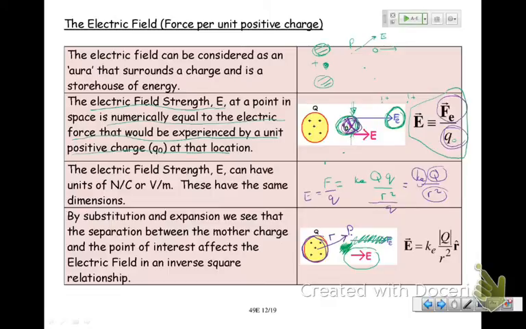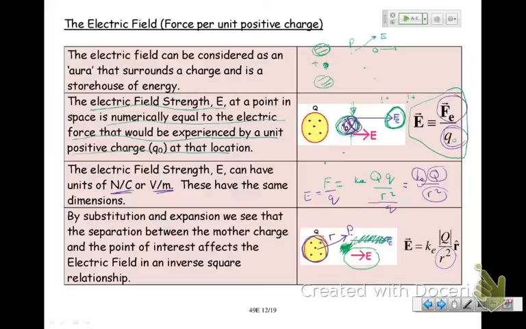So to continue this, electric field strength E can have units of newtons per coulomb or volts per meter, and they're dimensionally identical. Do you remember, like, we had impulse and momentum, and they had the same dimensions, even though the units were different? Newton seconds and kilogram meters per second, they're identical things. So a newton per coulomb is the same as a volt per meter, and we'll get to that. And then secondly, by substitution and expansion, we see that the separation between the mother charge and the point of interest affects the electric field in an inverse square relationship.